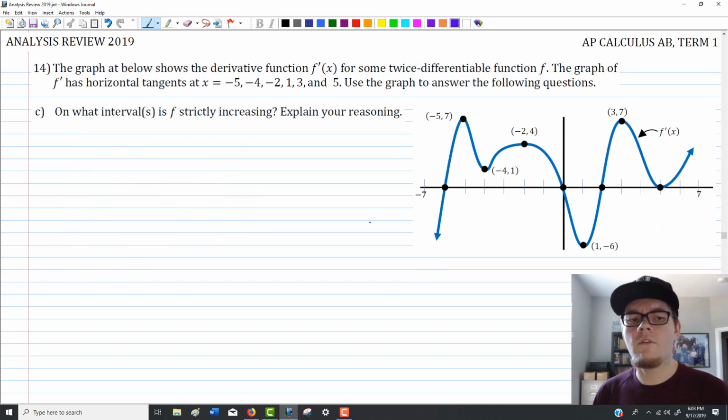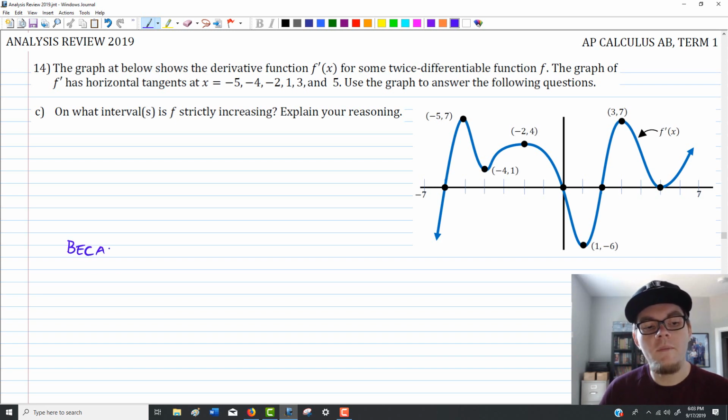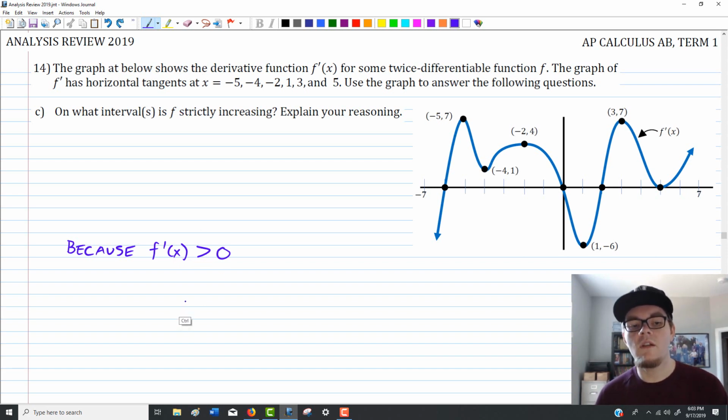Question C. On what interval is f strictly increasing? So f is strictly increasing means that f prime is strictly positive. So in a sense, maybe I'll write this one backwards. We'll say, right off the bat, we're going to state our intervals, and it's going to be true because f prime of x is greater than 0. Now remember, if there was no strictly, we'd be able to put the or equal to. But since it is strictly, we want to say greater than 0.